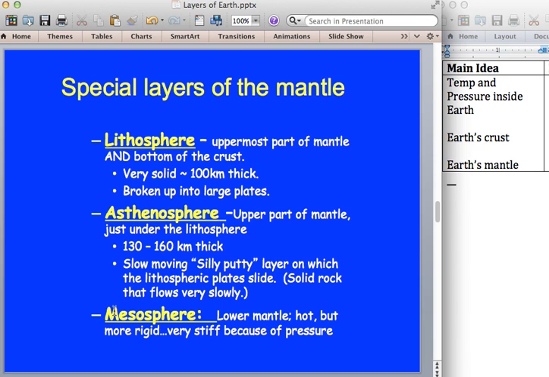And below that, we have the mesosphere, which goes the rest of the way through the mantle. So this is kind of just the rest of the mantle. We call it the mesosphere. It's very hot, but it's very stiff because of the pressure. So it can move a little, but not a lot.